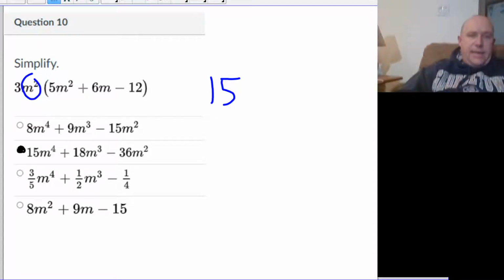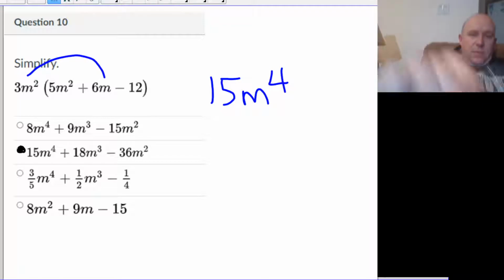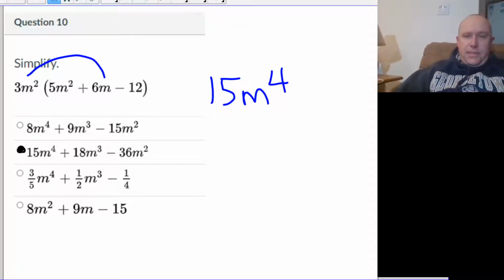So we would then add the exponents here, because they have the same base. So 2 add 2 is 4, just to confirm why that is the right answer. Now, as I multiply these two, 3 times 6 is 18. M squared times M, I'm going to put a little exponent in there of 1. 2 add 1 is 3.